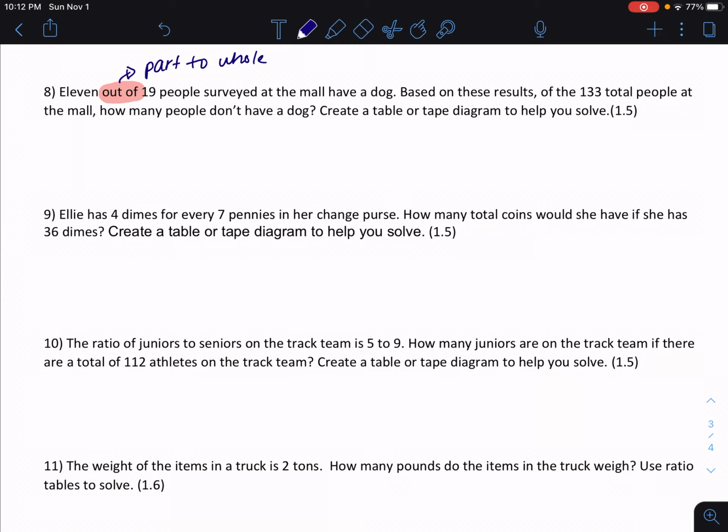Based on these results, of the 133 total people at the mall, how many don't have a dog? So again, we're being asked for how many don't have a dog. They tell us how many do. We're looking for how many that don't. So we do need all of the information here. So I'm going to have dog, no dog, and total.